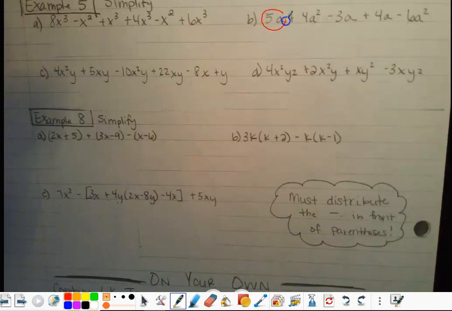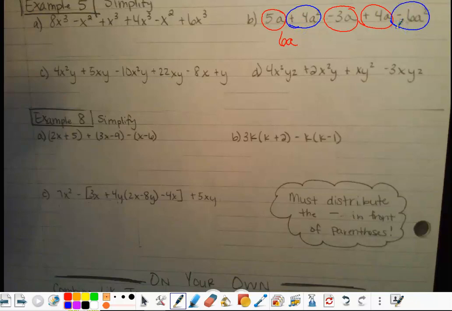So we're on example 5b. The first one is our 5a. Then we go on down to plus 4a squared, not the same like term, minus 3a, that is the same like term. So we're going to take the minus sign with it, plus 4a, that's the same like term, minus 6a squared, not the same like term. So we have negative 5 plus negative 3 is 2, and 2 plus 4 is 6, so this gives us 6a. Then we have positive 4a squared and a negative 6a squared.